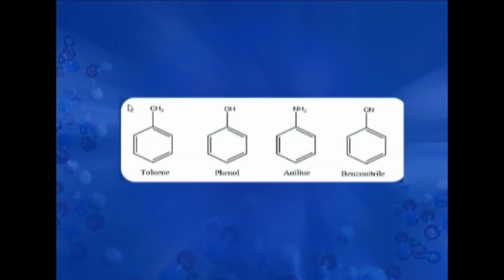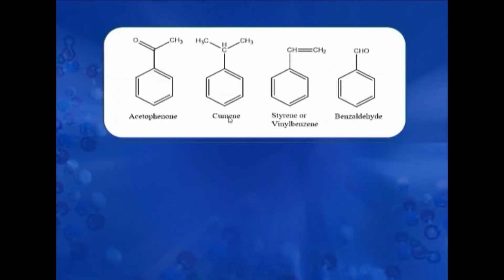When a CH3 group is attached to the aromatic ring, we call it toluene. When an OH group is attached to the aromatic ring, we call it phenol. When an NH2 group is attached, we call it aniline. When a CN cyanide group is attached, we call it benzonitrile. Similarly, when there is an acetyl group on the aromatic ring, we call it acetophenone. When an isopropyl group is on the phenyl ring, we call it cumene.